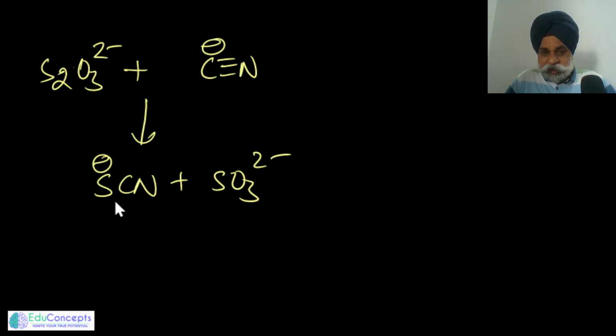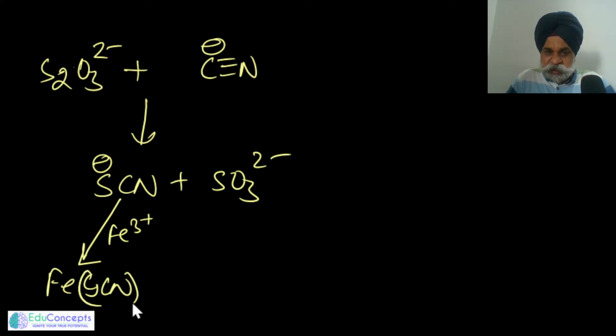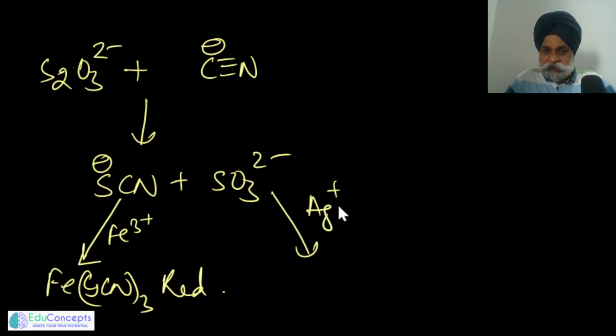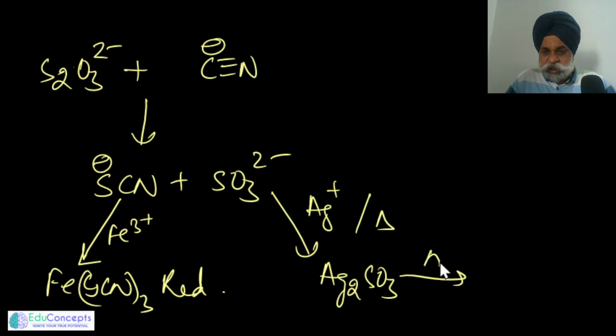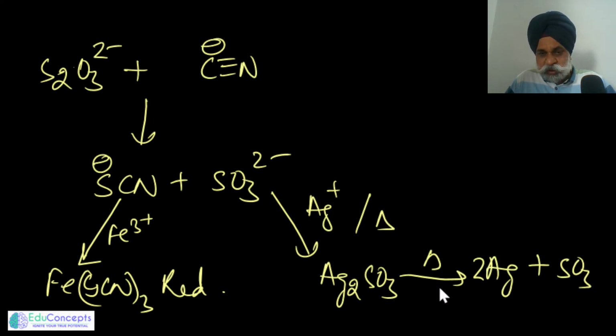Now this, on treatment with Fe3+, would definitely give you a red coloration, and on treatment with silver followed by heating would give you metallic silver. First a precipitate is formed, and on heating you would get silver along with SO3. So this also we are clear with.